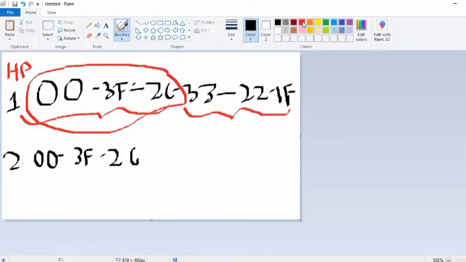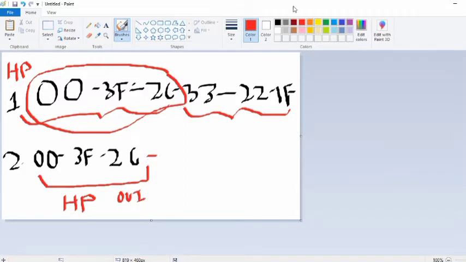Now students, you see that this part cannot be changed because it is authorized to HP. This first part is known as the organizational unique identifier, OUI. It is known as OUI. So this is unique.